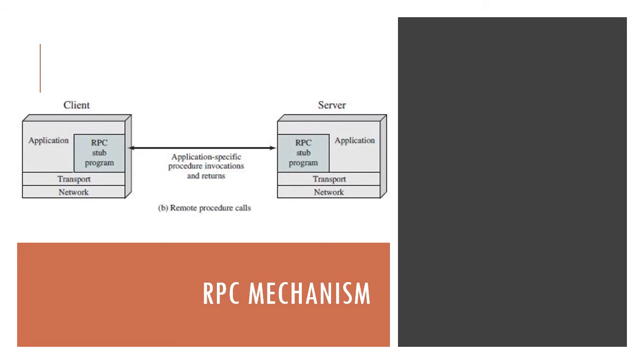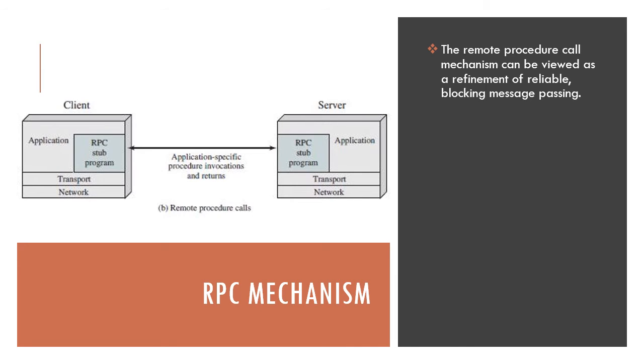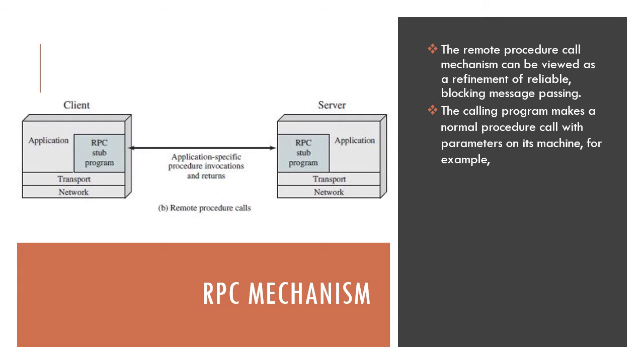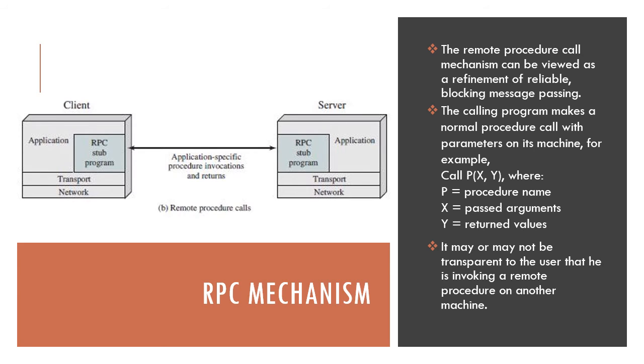We now talk about the RPC mechanism. The remote procedure call mechanism can be viewed as a refinement of reliable blocking message passing. The calling program makes a normal procedure call with parameters on its machine. For example, call P(X, Y), where P is the procedure name, X represents the passed arguments, and Y represents the returned values. It may or may not be transparent to the user that he is invoking a remote procedure on another machine.